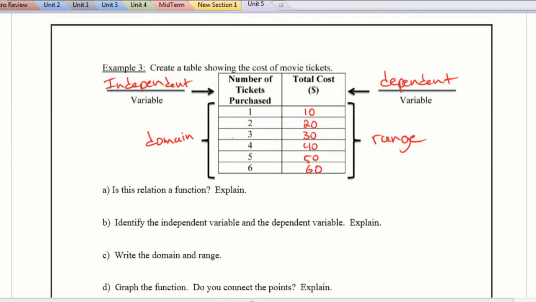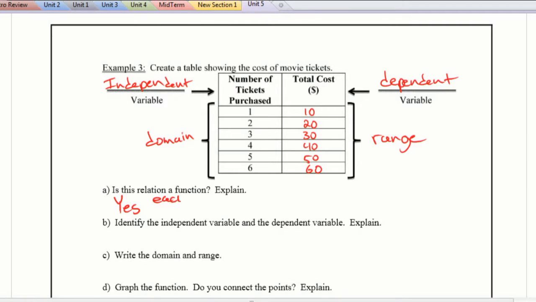But in this case, each number in my domain gives a unique number in my range. So I'm not giving you a 1 and you're saying, okay, it's a 7, and then I give you a 1 again and you're like, well, that's a 5 now. That's confusing. That's not happening here. So yes, this is a function.